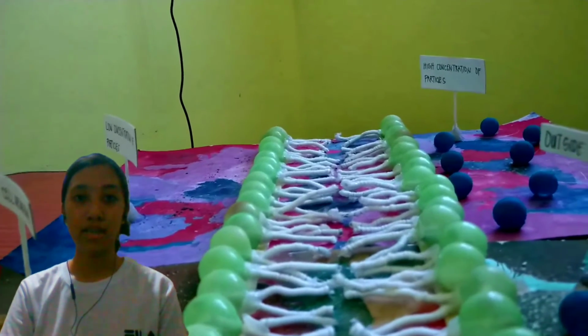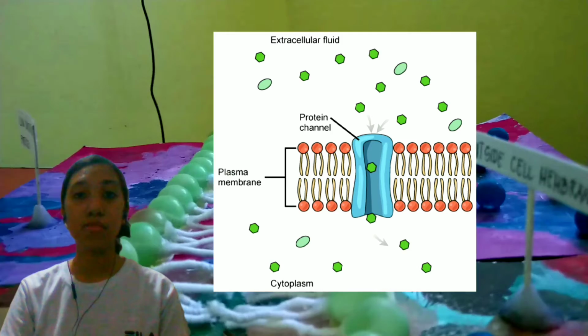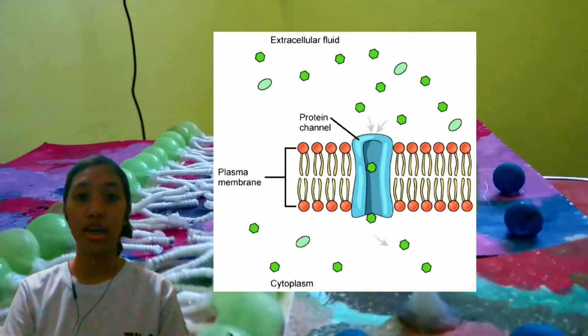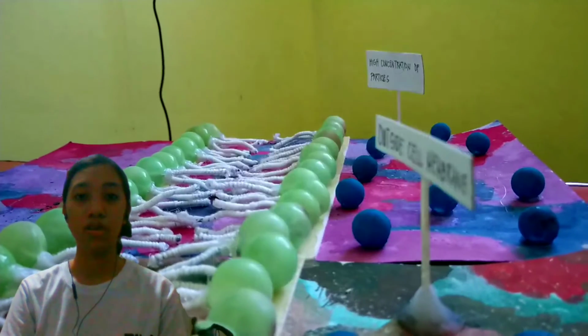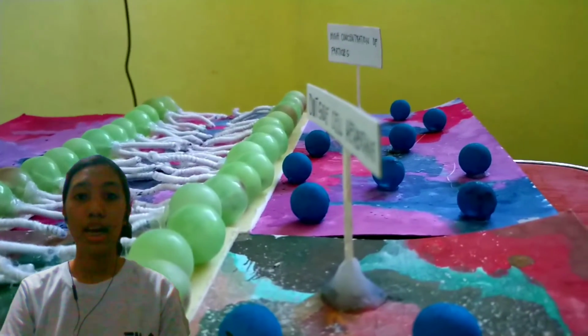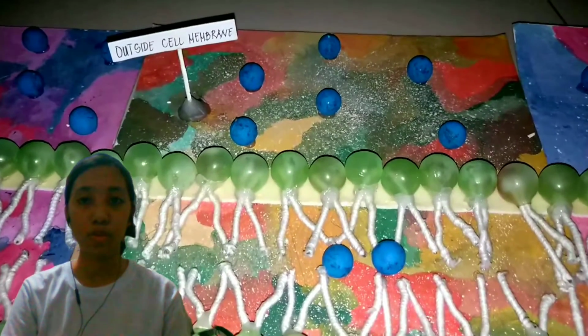Another type of passive transport is facilitated diffusion, which is the transport of substances across a biological membrane along a concentration gradient by means of a carrier molecule. The main difference between these two types of passive transport is that simple diffusion is unassisted, while facilitated diffusion transports substances with the help of transport proteins.